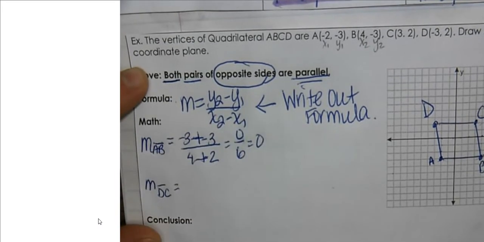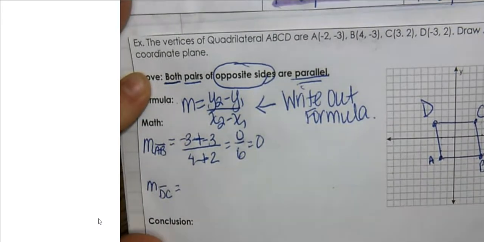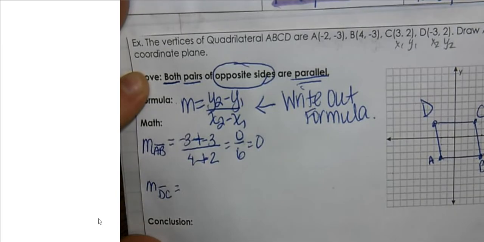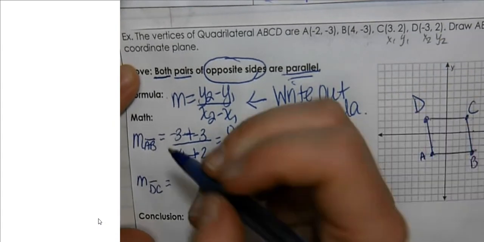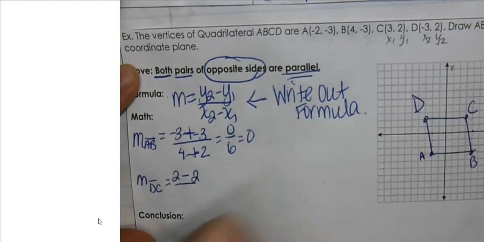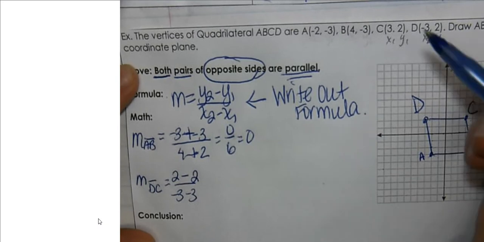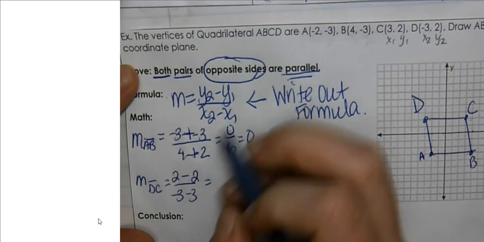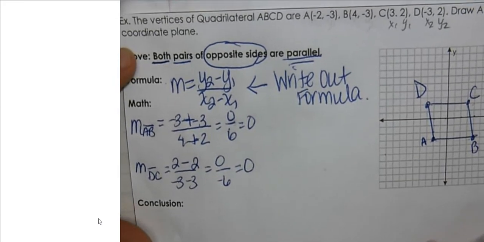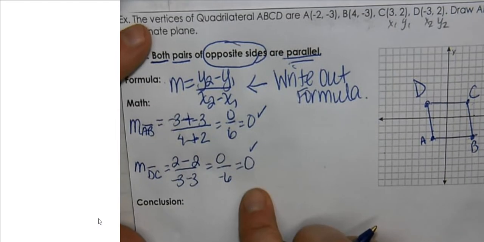Next, I want to find the slope of my opposite side, which is DC. I'm going to label x1, y1, and x2, y2. So y2 is 2 minus y1, which is 2, all over x2, which is -3, minus x1, which is -3, so minus negative 3. 2 minus 2 is 0, -3 minus 3 is -6, 0 over -6 is 0. Both of these opposite sides have the same slope.